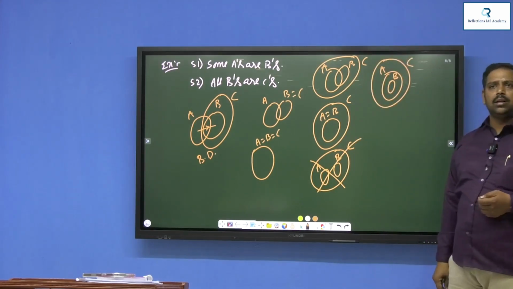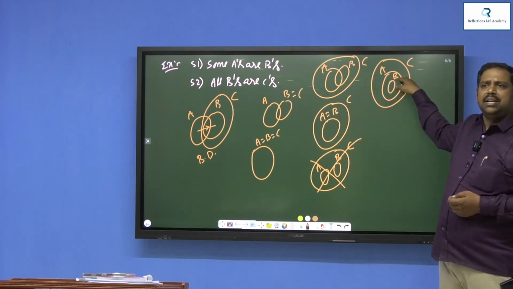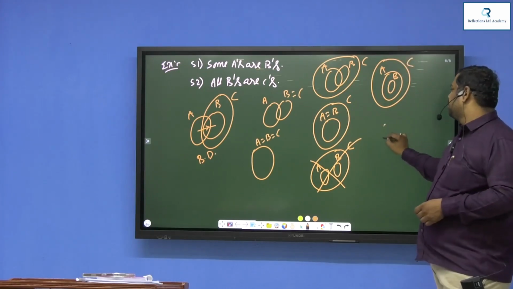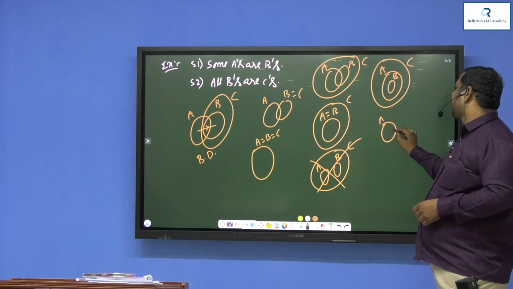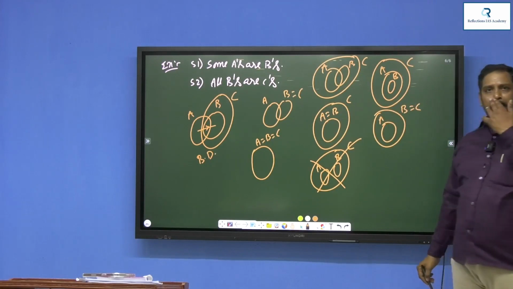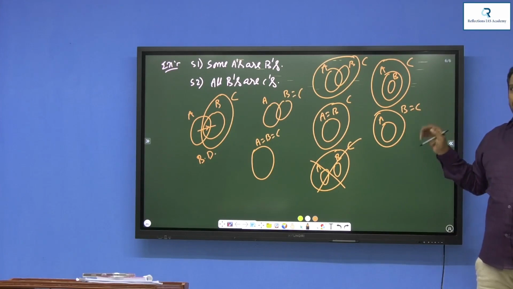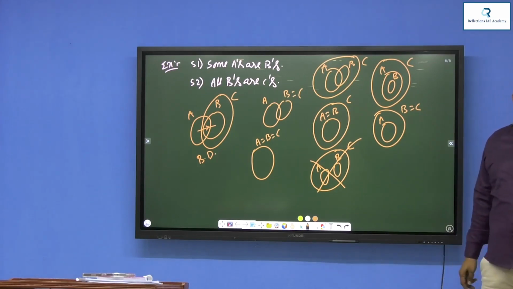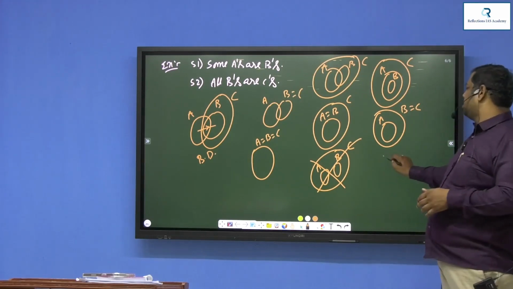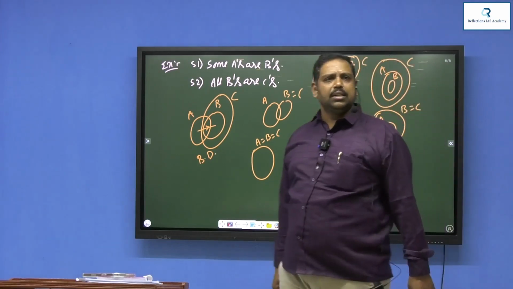What about this? Some A's are B's, yes or no? Okay. All B's are C's, yes or no? That's it. It's a possibility. Okay. Next one. Some A's are B's. All B's are C's. That's it. Is it a possibility or not? Now tell me, these are the only possibilities or some other also possible? Some other. Okay, and so on and so on. I hope everybody got the meaning of statements.